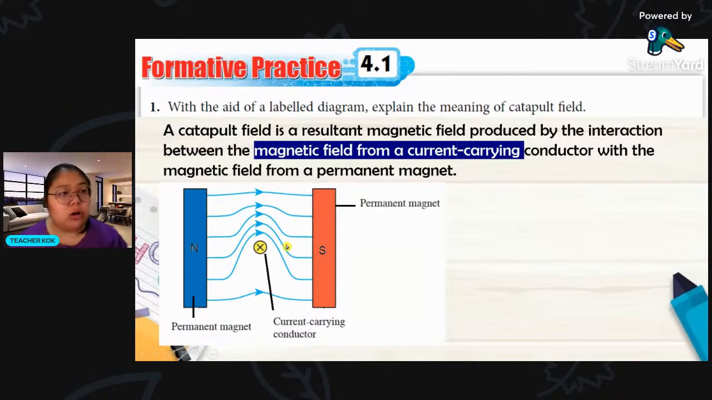I don't care whether your current carrying conductor is a dot or cross. Important, when you draw, the arrow must be correct, and also the curve. If you're using Fleming's left hand, the current is far away from you, the force goes downwards. When the force goes downwards, that means the line on top should be curved and also closer. At the bottom, you find only one line, with less curve and further apart. So this is how we draw the catapult field.